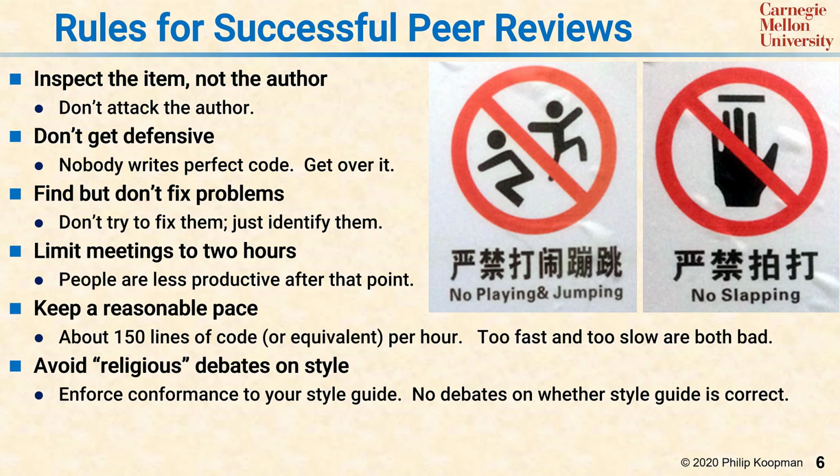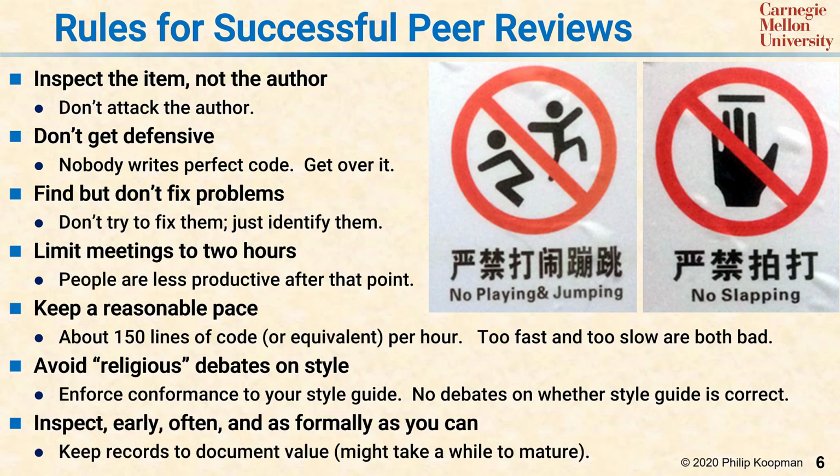Finally, inspect early, often, and as formally as you can. Everything that is written down should be inspected, including requirements, high-level design, detailed design, code, test plans, and so on. It is important to keep records to document the value of peer reviews, such as the number of defects found by peer reviews, so that their effectiveness can be evaluated and the return on investment can be documented.